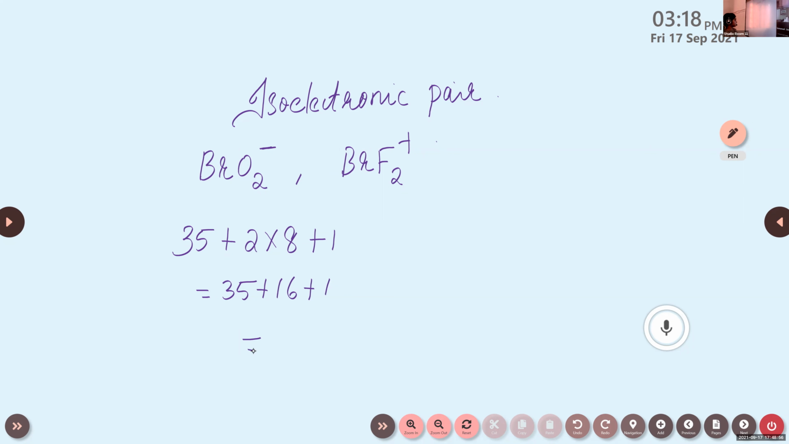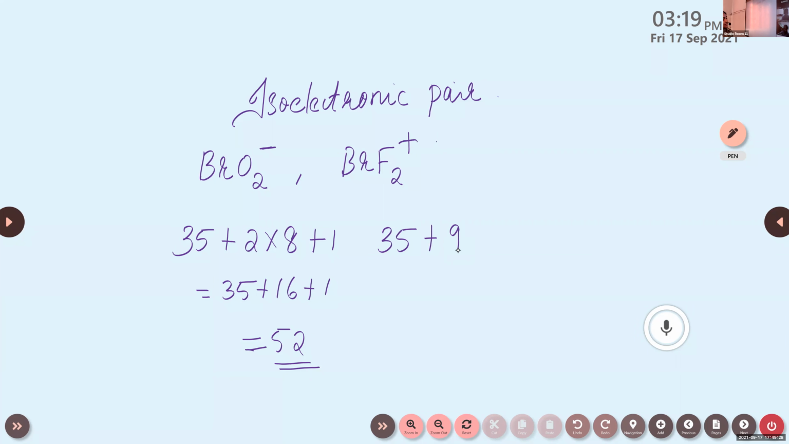It is equal to 52, right? The next one is BrF2 plus. So bromine, again it is 35. What about fluorine? Atomic number of fluorine? 9. So first you have to learn the first 30 elements in the periodic table. Their atomic number, symbol, name.